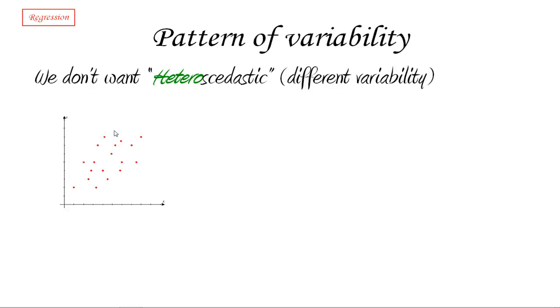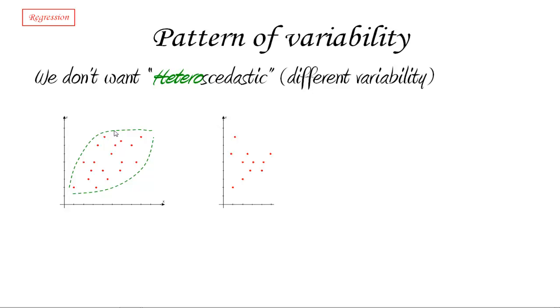But if you notice, the data here are not spread along a strip, but they're actually spread out in a sort of football shape, right? The variability starts being small, then it gets bigger and bigger, the vertical variations get larger and larger, and then it gets smaller and smaller again at the other end.